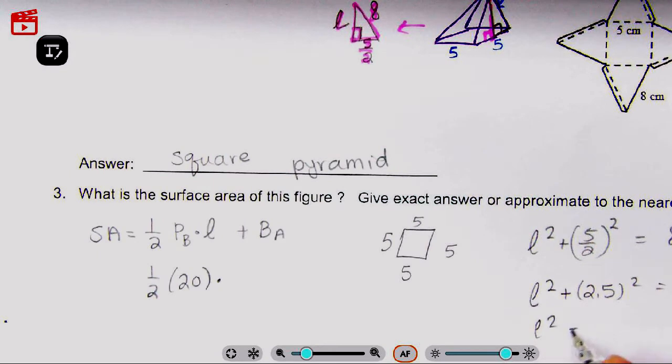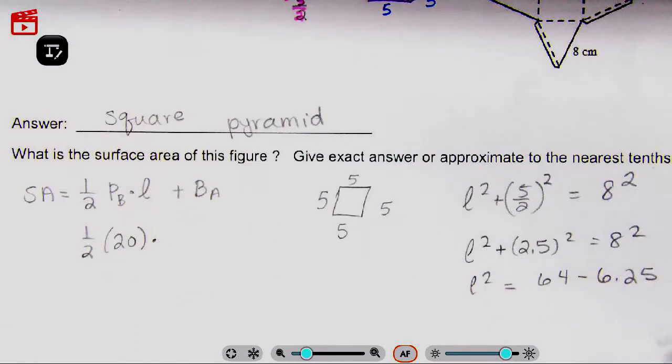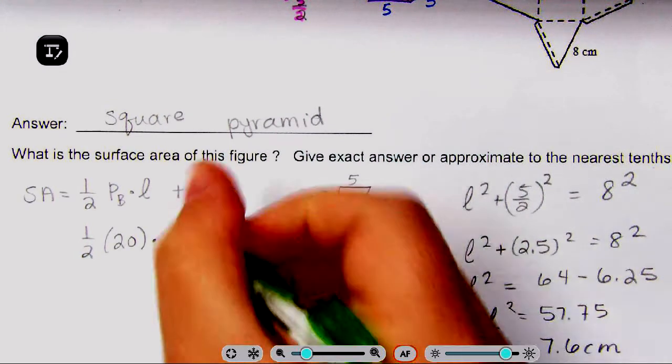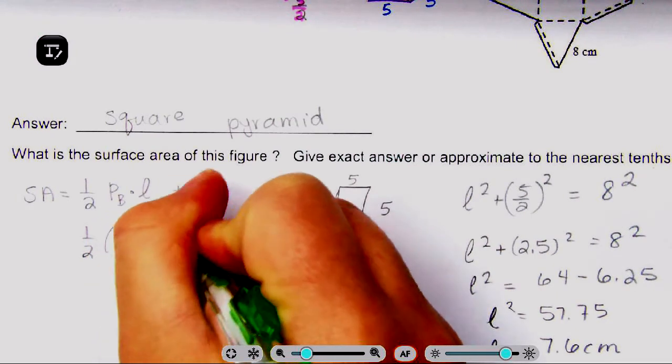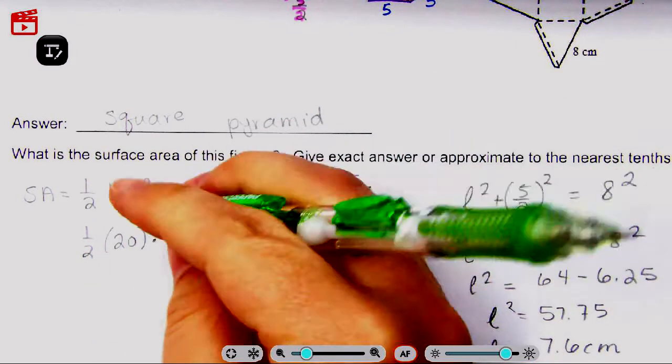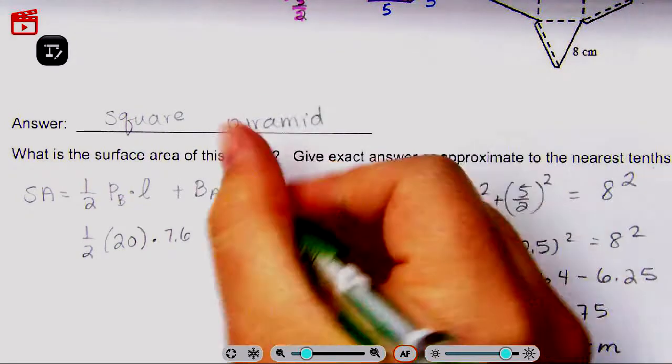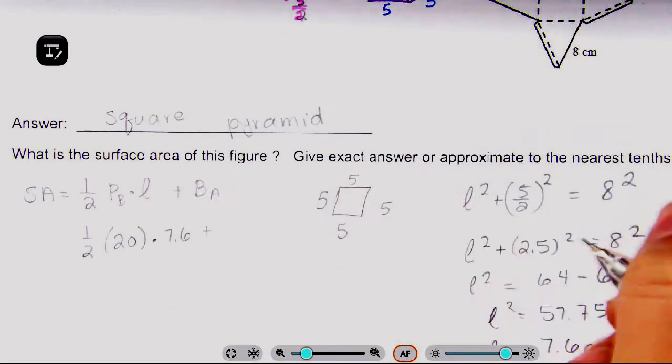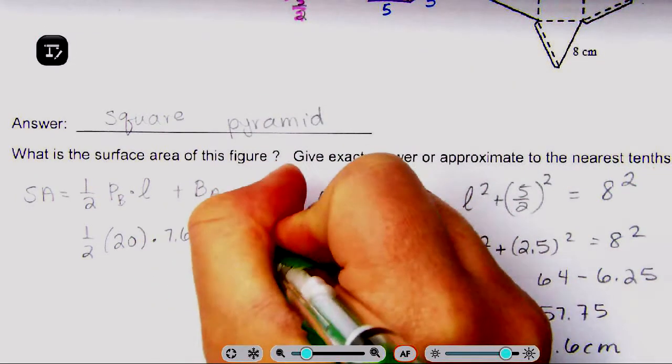So I have slant height squared plus 2.5 squared is equal to 8 squared. Slant height squared is equal to 64 minus 6.25. I'm kind of combining steps here. So then I have slant height squared is equal to 57.75. So therefore, slant height is equal to about 7.6 centimeters. So let's type that in. 7.6 centimeters for my slant height. I'm going to erase the centimeter part. Plus the area of the base. Area of the base, 5 times 5 is 25.